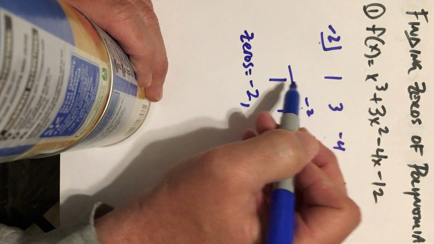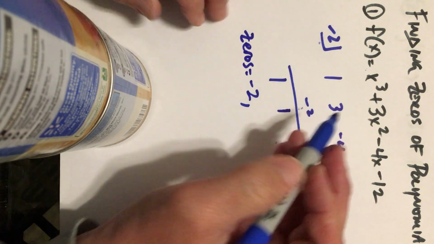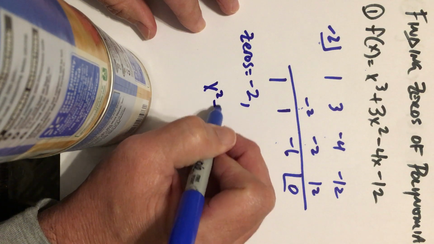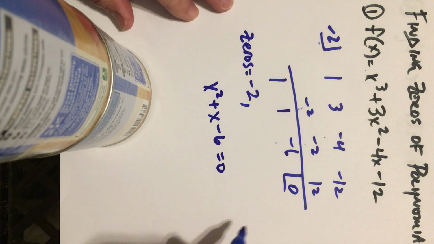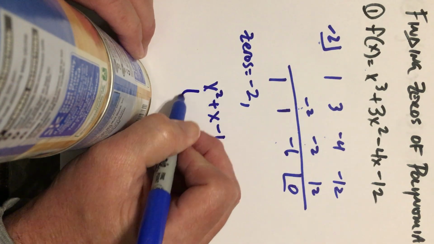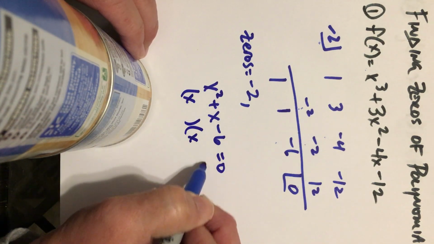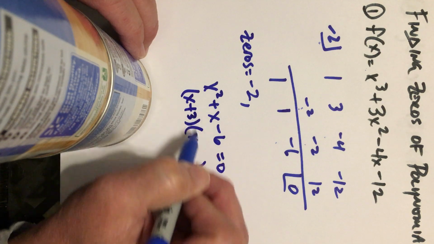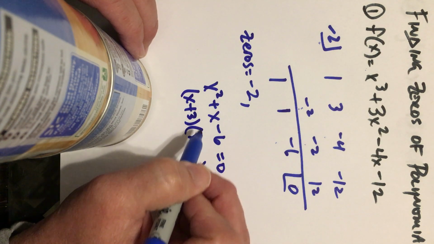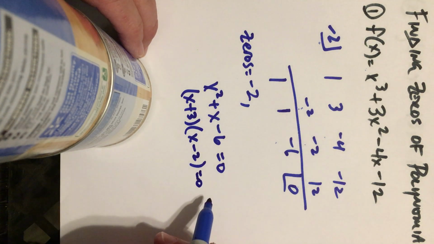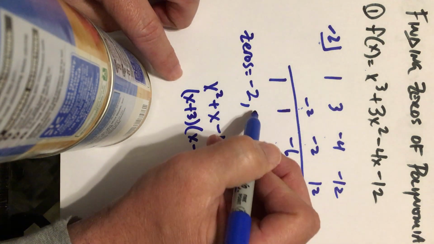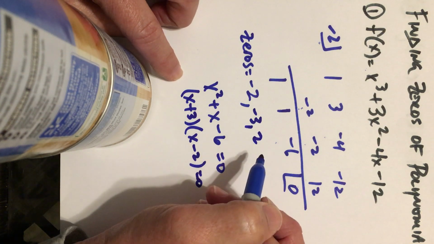Remember, that was actually the x cubed. This is now x squared. I'm dealing with x squared plus 1x minus 6. And if I set that equal to 0, because that's a quadratic, I can factor this. And that gives me plus 3 and a minus 2, right? So my other zeros are -3 and +2.